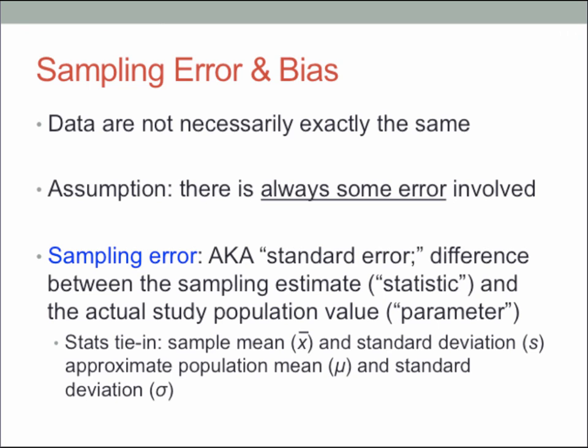So if you tie this back into stats and use some notation here, the sample mean, X bar, and your standard deviation, these are about your sample. Whereas when we're using Greek terms like mu, this is describing your population mean and your population standard deviation. And so the difference between your sample mean and your population mean would be an example of your sampling error. We can quantify that.